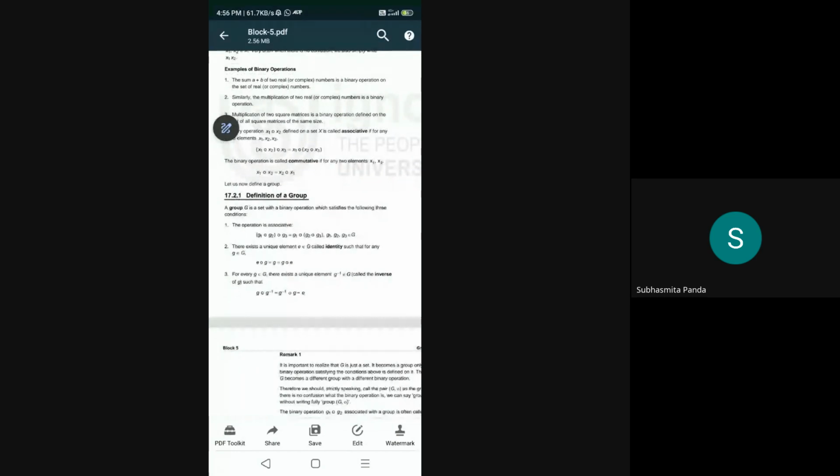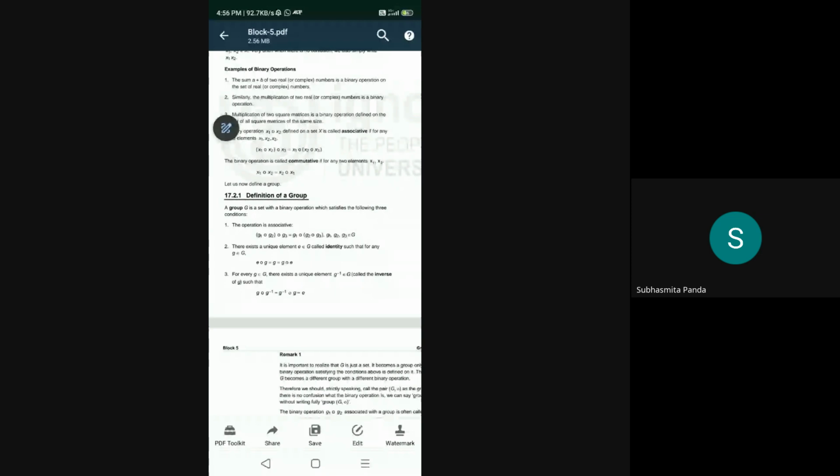A group G is a set with a binary operation which satisfies the following three conditions. The operation must be associative. There exists a unique element e belonging to G called the identity, such that for any g belonging to capital G, the expression shown on the screen is satisfied.